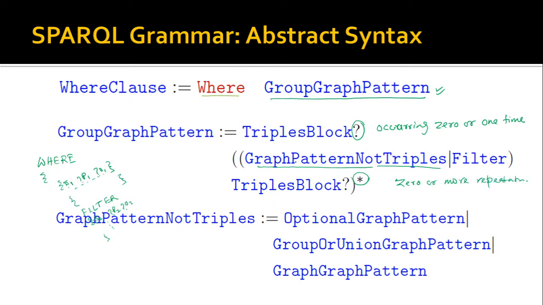right? Now let us try to expand this part, because this part is straightforward. Now when we try to expand this graph pattern not triples, there we can have optional graph pattern. So we can have something like optional here, and then followed by another graph pattern, right? So we can have one optional graph pattern. We can have a group or union graph pattern. We will be expanding it again in the later part. Also, we can have one graph pattern. So one pattern can be followed by a graph pattern. An example of that we have already seen earlier, right?